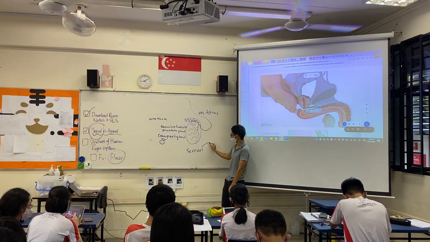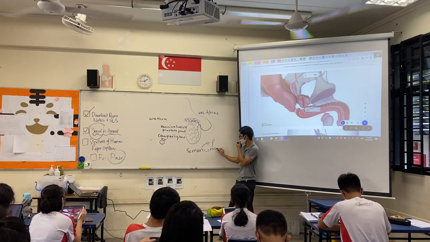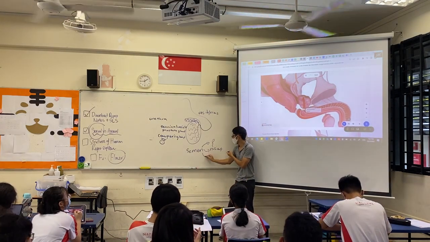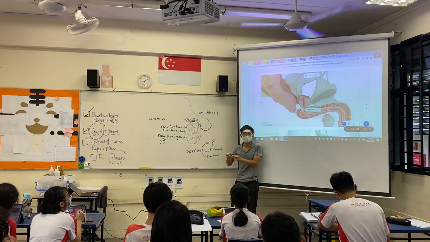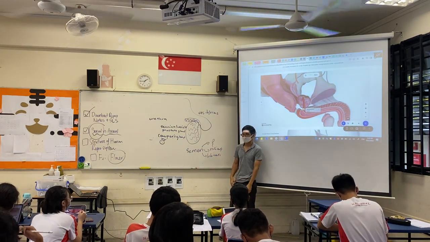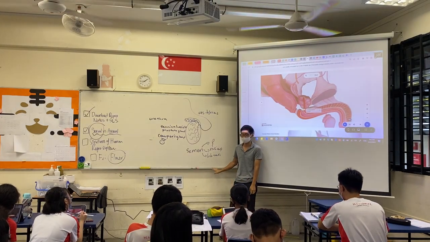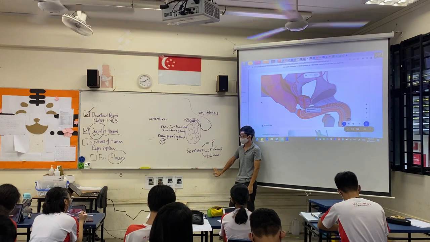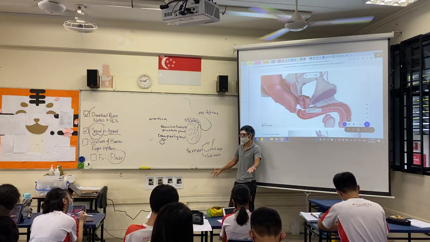Okay, semen contains both sperm as well as lots of things like nutrients, lubricants, and these all come from these three glands. Yeah, once again, I don't need you to know this in depth. Right, it's just an introduction to the structures. And that's about it for the male reproductive system.